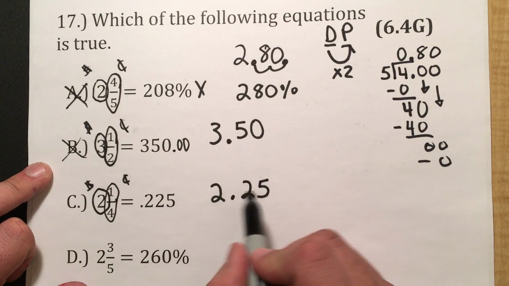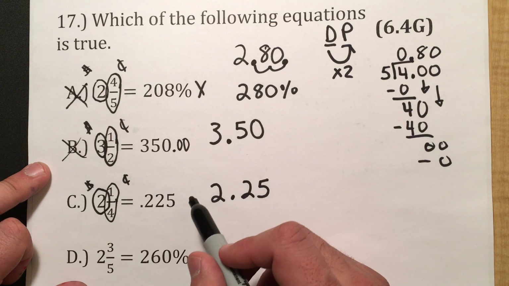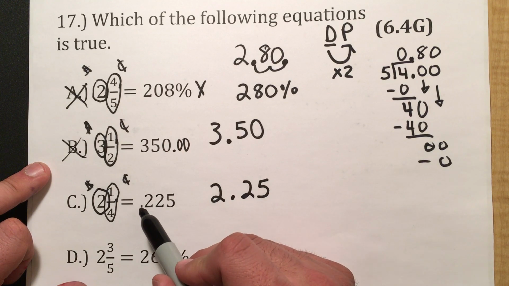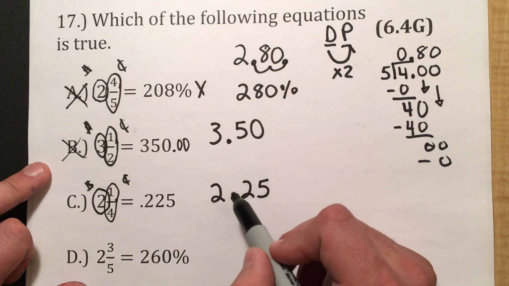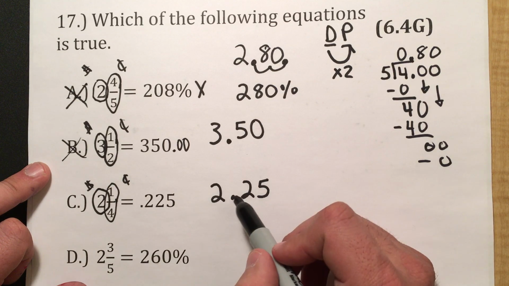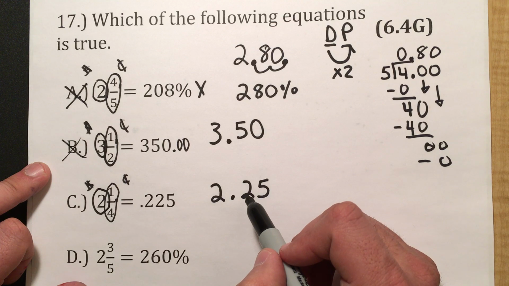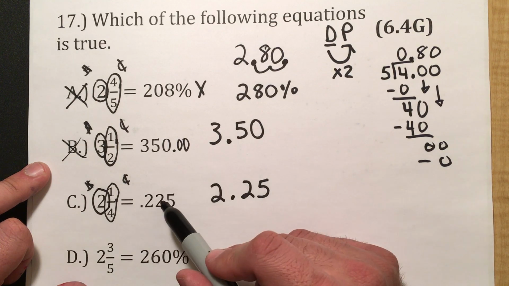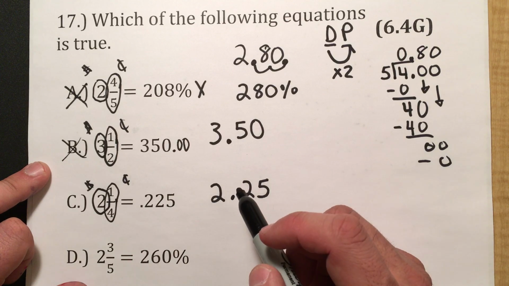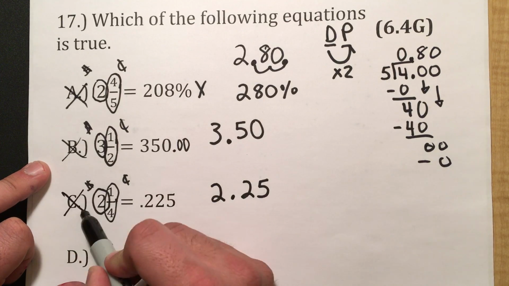They look like they're very similar, but if we notice, here we have the decimal that is to the left of the 2, and here we have the decimal that's in between both of these twos. So these are not the same value. 2.25 is a lot greater than 0.225. So this can't be our answer either.